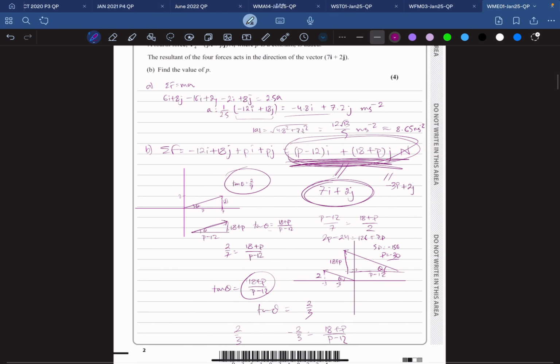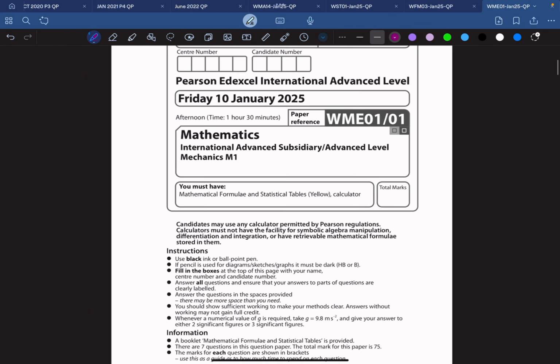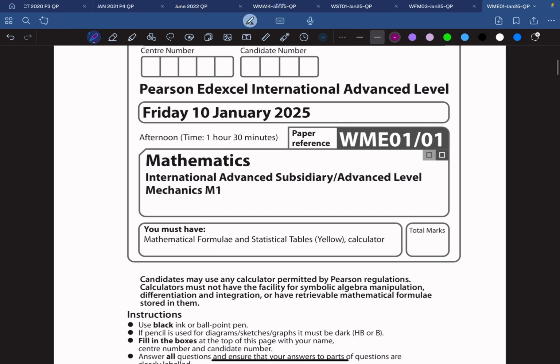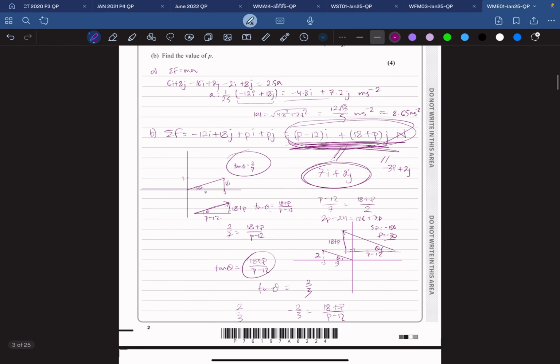Now, keep in mind, I don't have the mark scheme with me right now. This paper is in its early stages. We're probably going to be getting the mark scheme right after March 6th, I think. Hopefully. Okay.